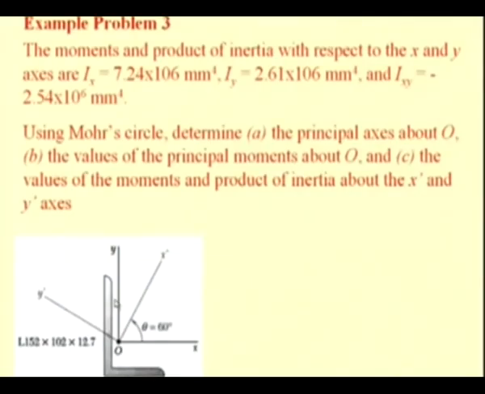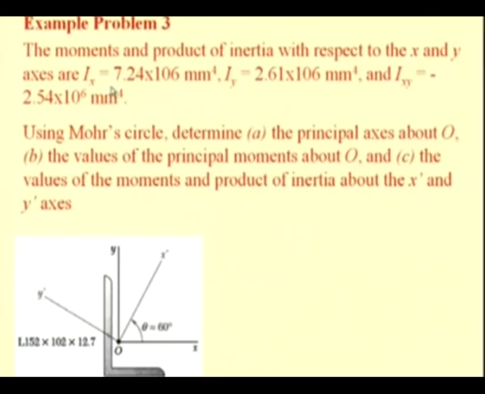Let us take one typical engineering section, that is an L section, and a given axis, that is Oxy, about which the values of Ix, Iy and Ixy are known. In engineering convention we represent this section by this notation, that is L 152 by 108 by 12.7, which tells the thickness, the width and length of this section.